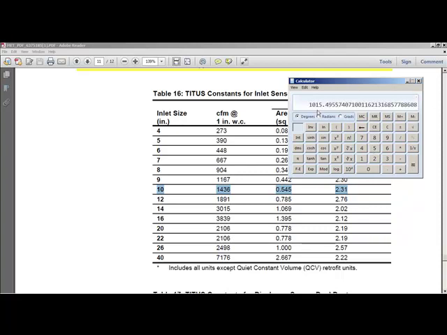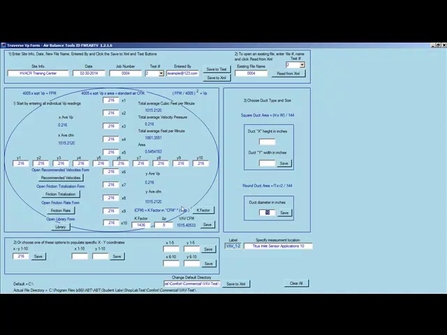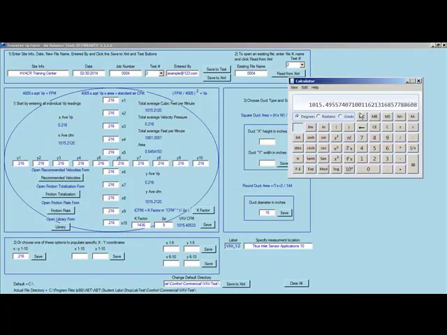That would give us a CFM of 1015.49, or 0.5, and that's 1015.4. Okay, so now let's take that same equation. Let's take the differential pressure, 0.5, take the square root of that and multiply that by 1436, and we came up with the same.